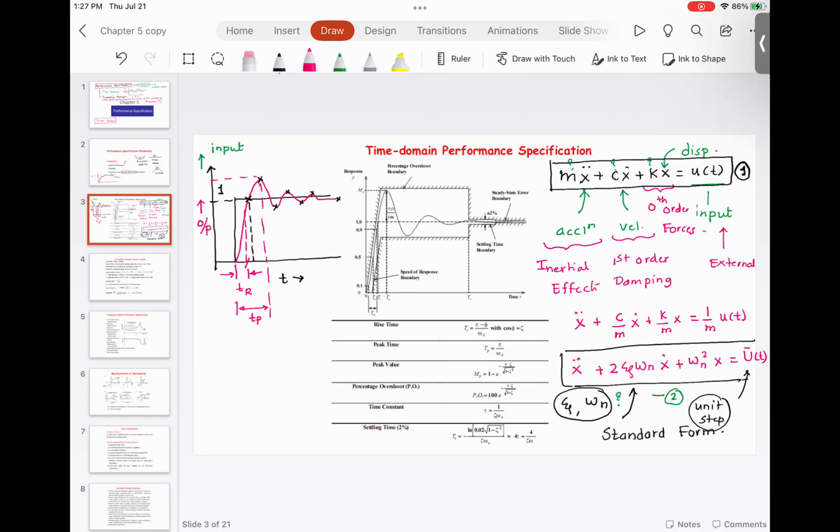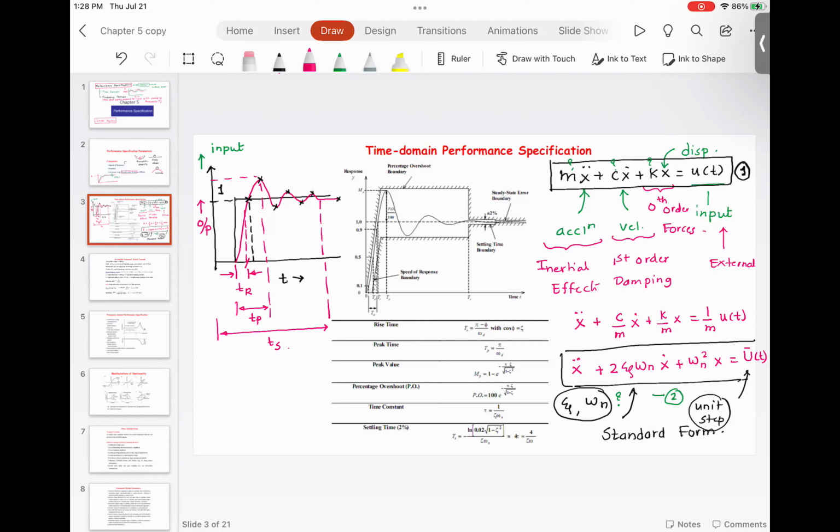Then you have something called the time constant. The time constant is the time the system takes to reach 66.6% of the final output. That is basically what is meant by the time constant. And then you have the settling time, when the system response settles to within 2% of the final output. So this is settling time, TS. So these are the specifications.